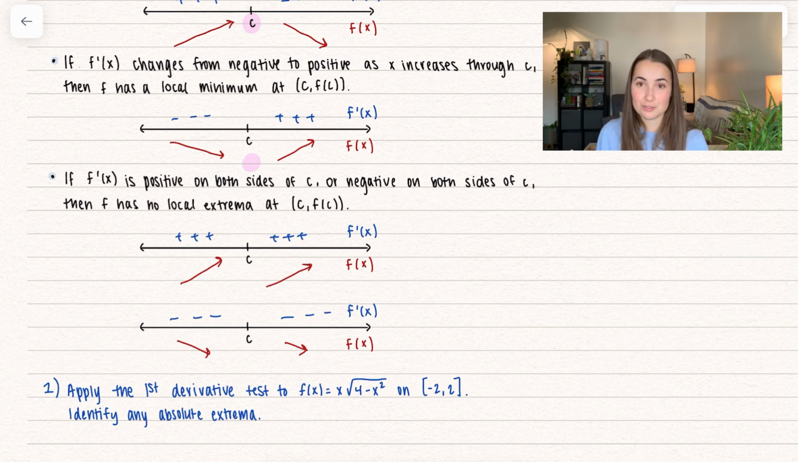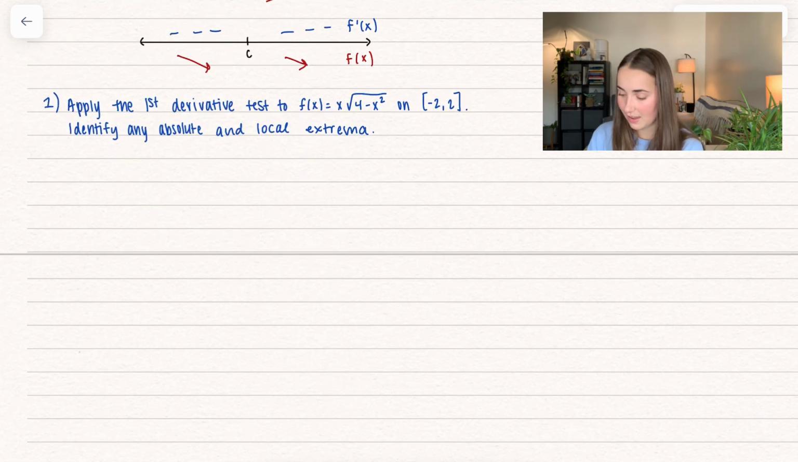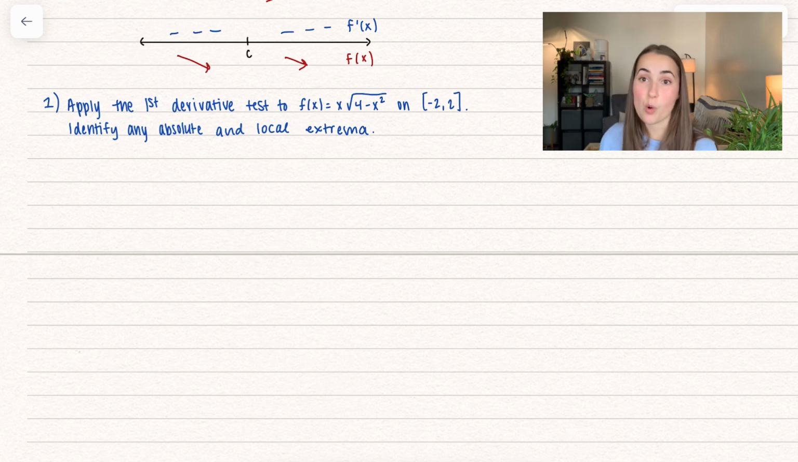So using the official definition of the first derivative test, we're going to go through a couple problems. So apply the first derivative test to f of x equals x times the square root of 4 minus x squared on the interval -2 to 2, and we want to identify any absolute or local extrema. So let's go ahead and dive into it.